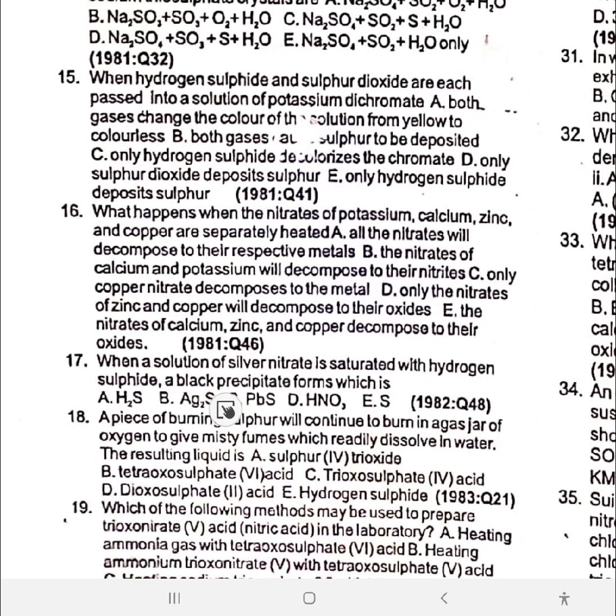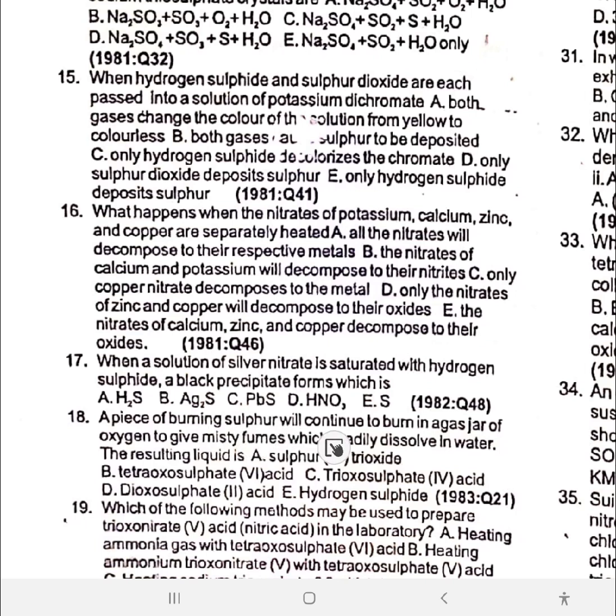Some students will pick option C, since both of them can be used to test. But here they didn't say lead nitrate, they said silver nitrate. So what you get is silver sulfide. 17 is option B, and it's actually a black precipitate. Some students will go and pick lead sulfide, but the answer they give you here is silver sulfide.